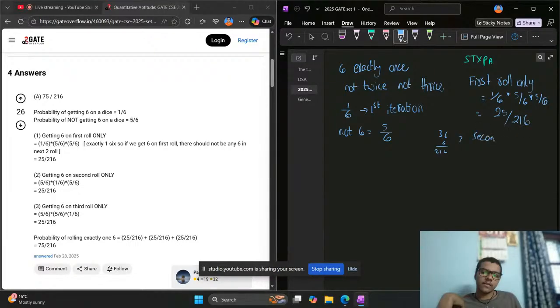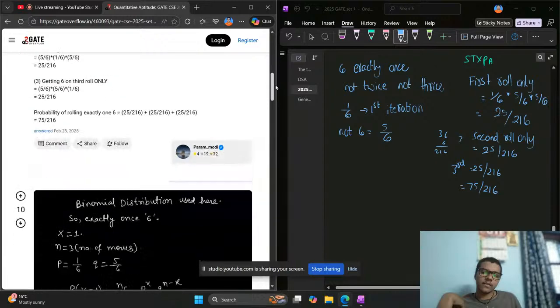Second row only. That's again 25 by 216. And third also 25 by 216. Any one of these can happen. So that's 75 by 216. Yeah, that's good.